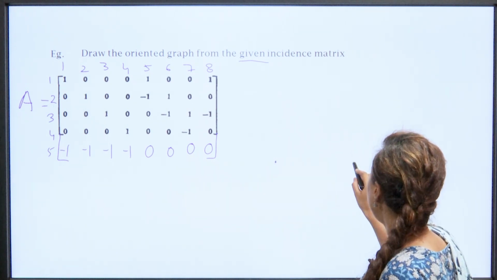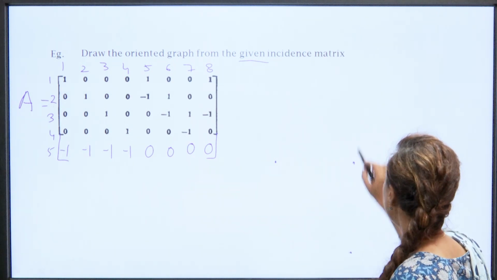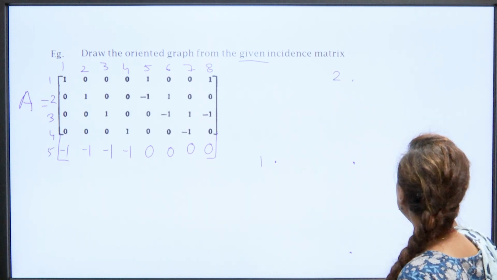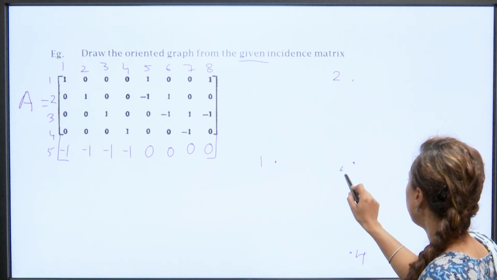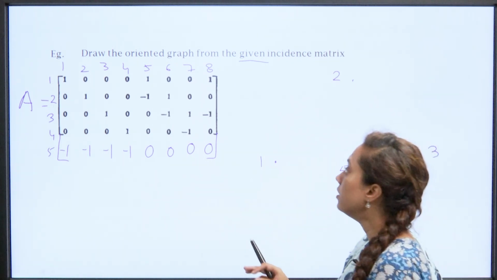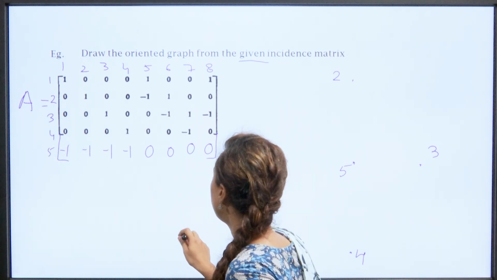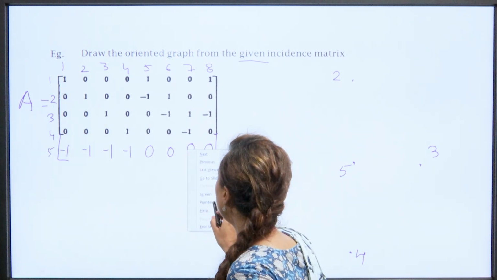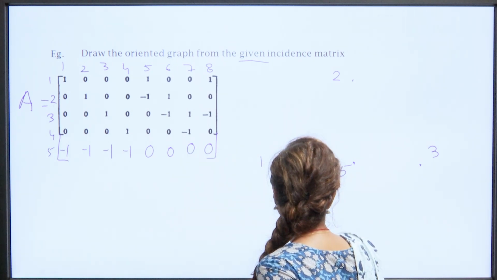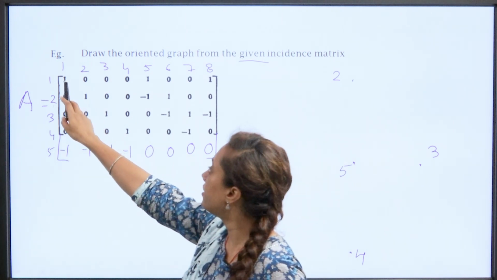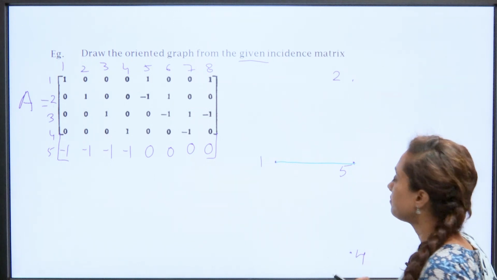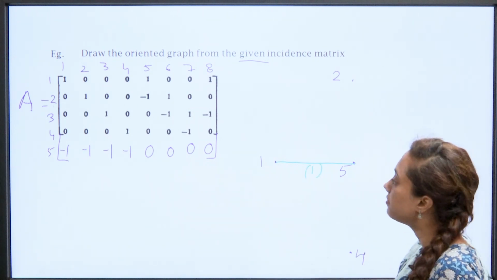We will take any oriented type of nodes. It could be anything according to your choice. This is node number 1, 2, 3, 4 and 5, right? These are the 5 nodes which we have taken. Now for the first branch, it is connected between node number 1 and 5. So 1 and 5 will get connected. It is branch number 1, right?